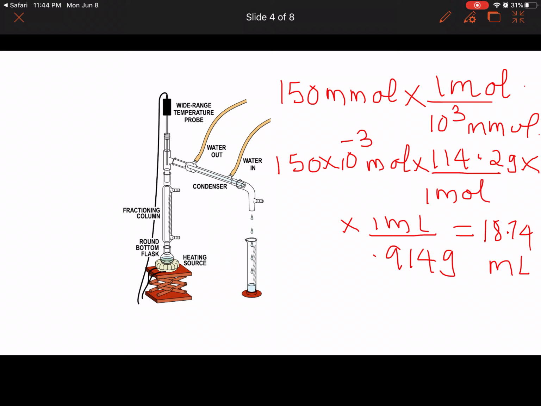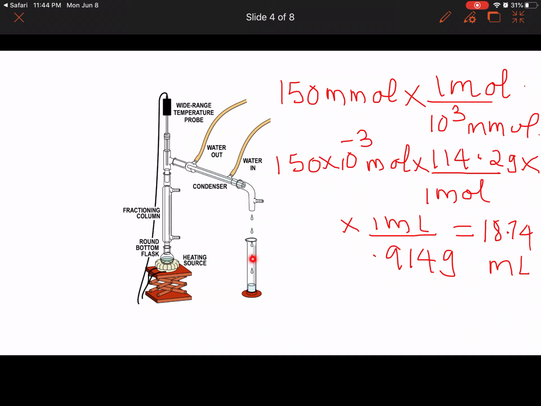So we want to make sure that we monitor it. It would not go over 120, so we keep it under 120. And then the vapor will go through the condenser, and we can collect it on the other side into a graduated cylinder, or you can use a beaker, or maybe another round bottom flask. It doesn't matter. So you can collect.